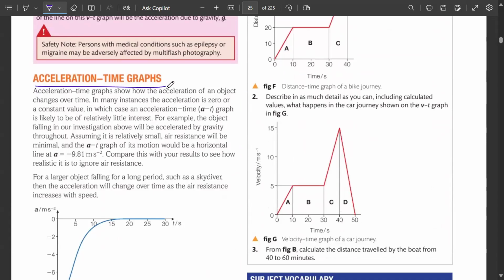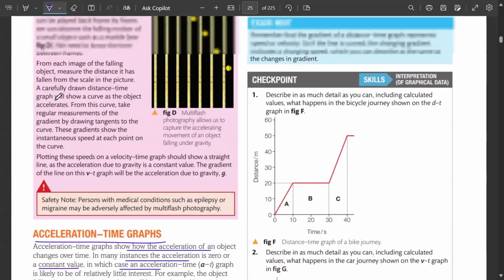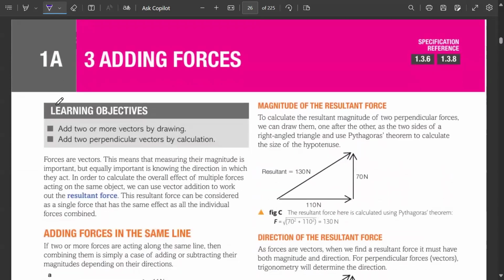An acceleration time graph, on the other hand, can show how the acceleration of an object changes over time. In many instances, the acceleration is zero or a constant value, in which case an acceleration time graph can be seen as well. You can see over here that acceleration is increasing from -8 to 0, and then the acceleration becomes 0 over here. This straight line would mean an increasing acceleration. This line would mean a constant acceleration, because the y-axis is having what? Acceleration. Got it?